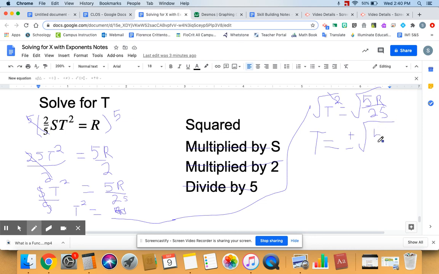The square root of, and I can't combine any of this together because the numbers give me decimals and the letters are different letters. So as weird as this looks, this is my answer. T equals all of this, and this is what they'd expect from you. And they could have told you to solve for S or any other letter, but we picked T.